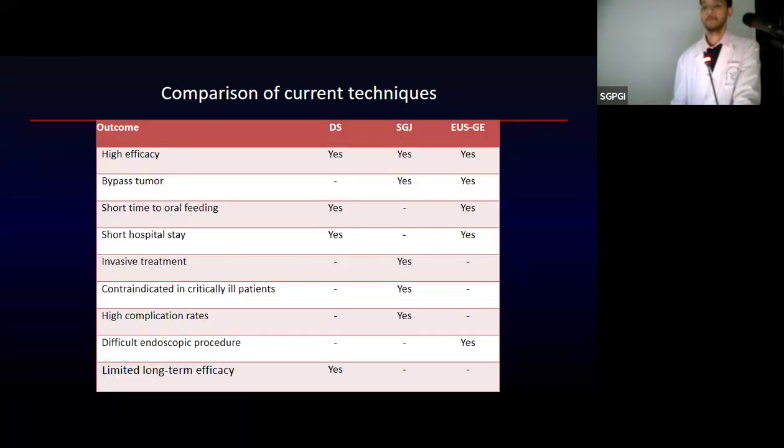So to summarize, we can see the efficacy-wise, every procedure, that is duodenal stenting, surgical, and EUS guided gastroenterostomy, have a high efficacy. Duodenal stenting does not bypass the tumor, while the other two do bypass. And shorter time to oral feeding and shorter hospital stay is seen in duodenal as well as the EUS arms, but not in the surgical group, because it is followed by treatment with relatively high complication rates and is contraindicated in critically ill patients. EUS procedure demands expertise, and there is a limited long-term efficacy with duodenal stenting due to tumor ingrowth.